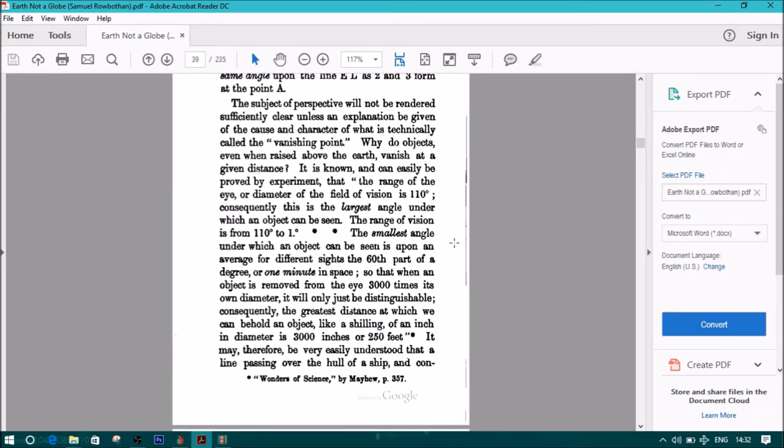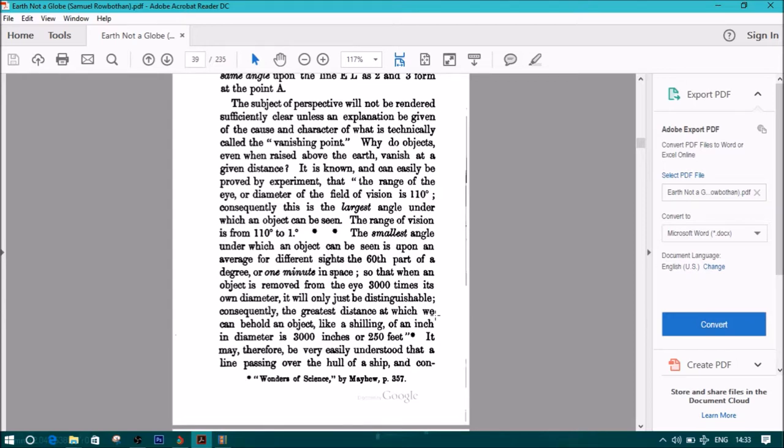The smallest angle under which an object can be seen is, on an average for different sights, the 60th part of a degree, or 1 minute in space, so that when an object is removed from the eye 3,000 times its own diameter, it will only just be distinguishable. Consequently, the greatest distance at which we can behold an object like a shilling, of an inch in diameter, is 3,000 inches or 250 feet.